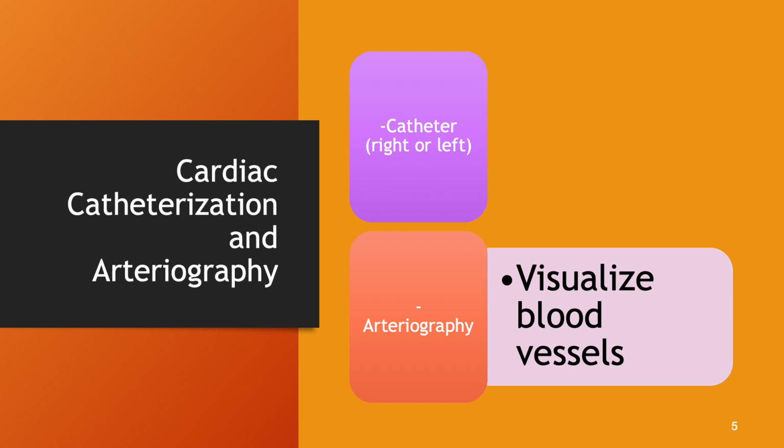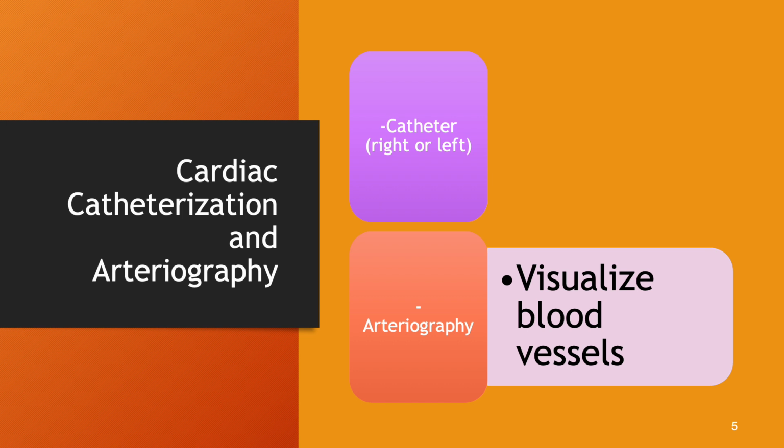Now, if blockage is suspected in a heart, cardiac catheterization and arteriography is done. A catheterization is basically a patient taken to the cath lab and a cardiologist will enter through, let's say, a femoral artery to check to see where the blockage is and take it out.